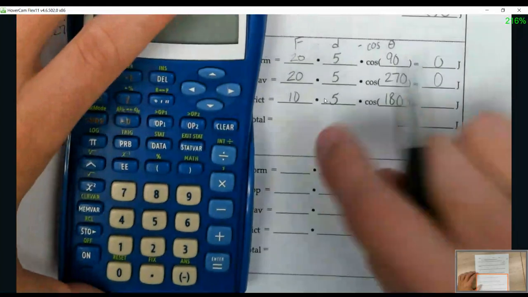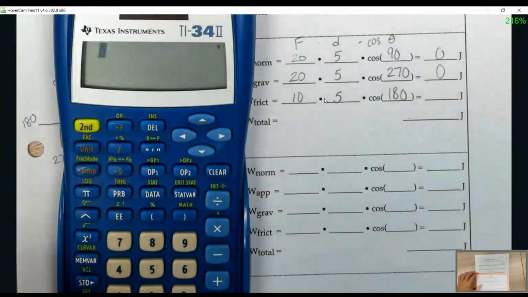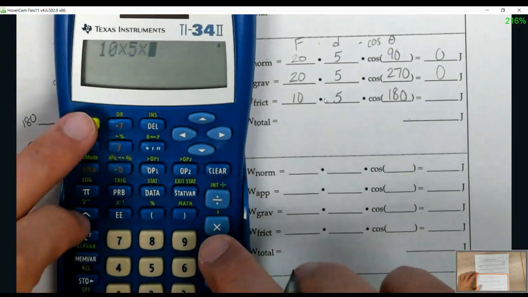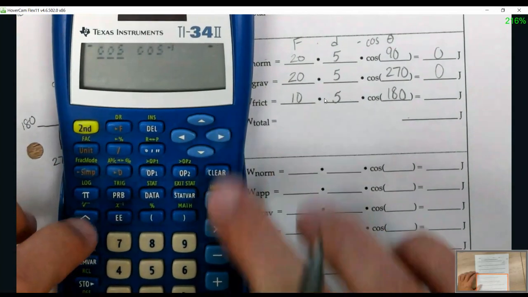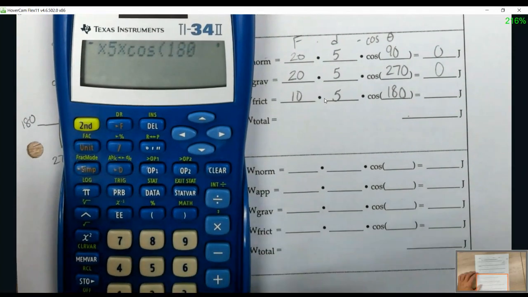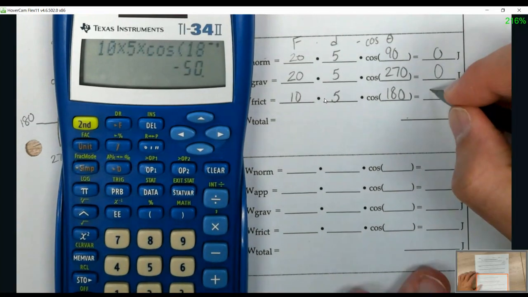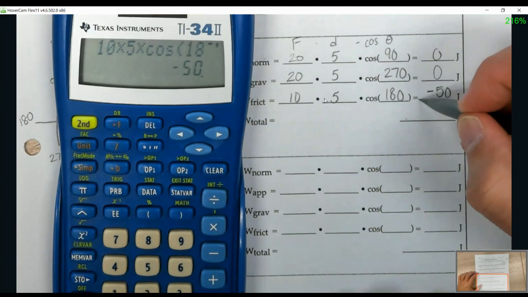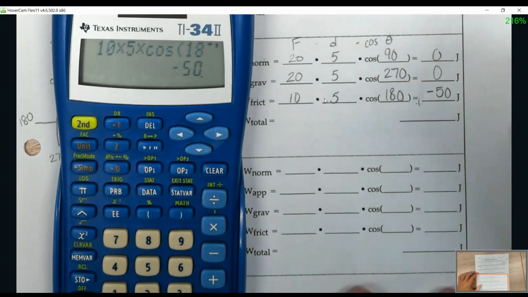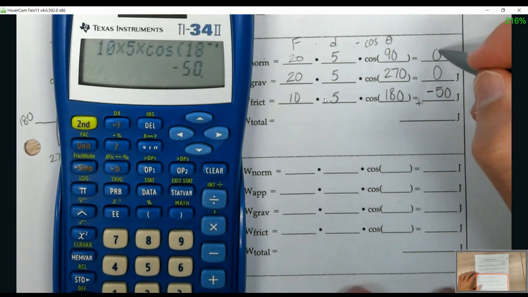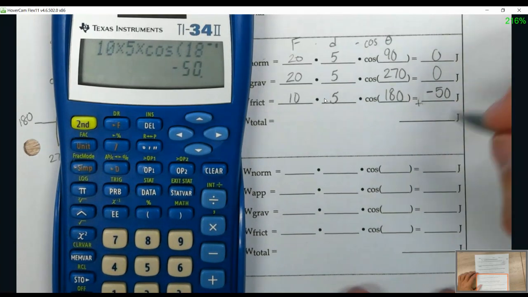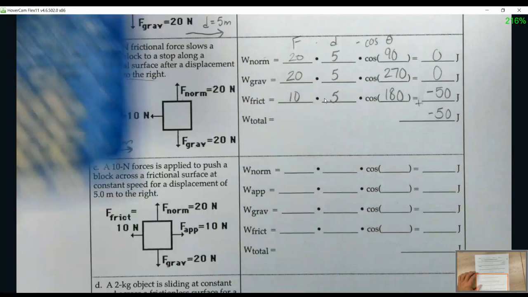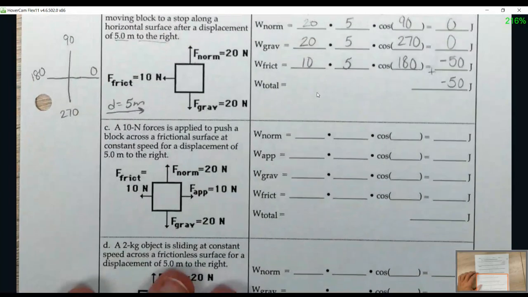All right, but we got to do this last one. We got to do the friction. So 10 times 5 times cosine of 180 comes out to be, in this case, negative 50. So add all those together: 0 plus 0 plus negative 50, and the final answer there is negative 50 joules.